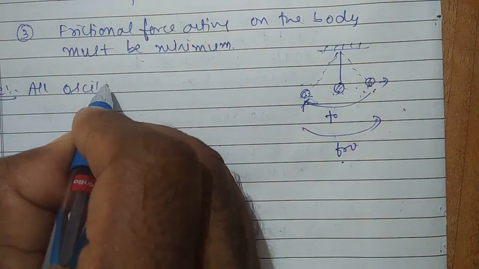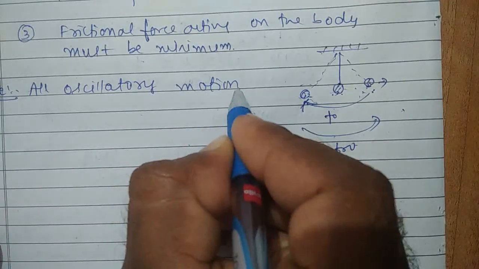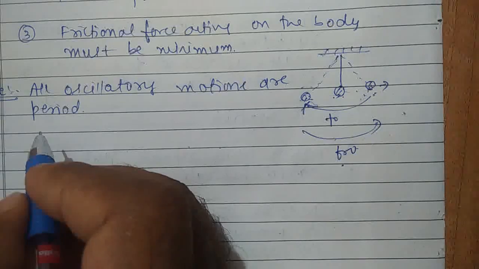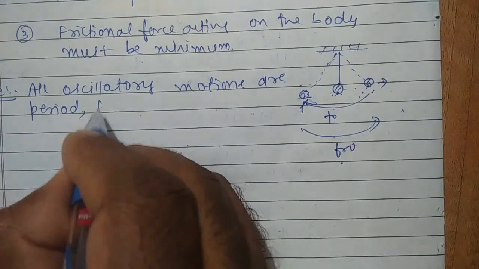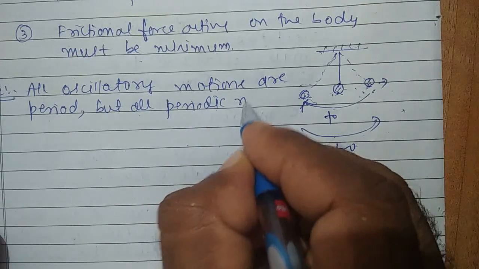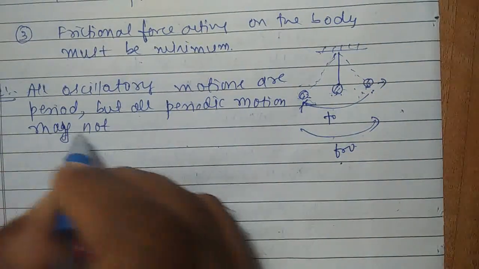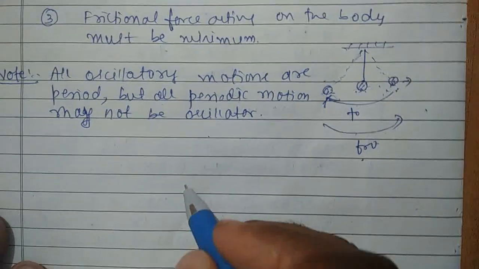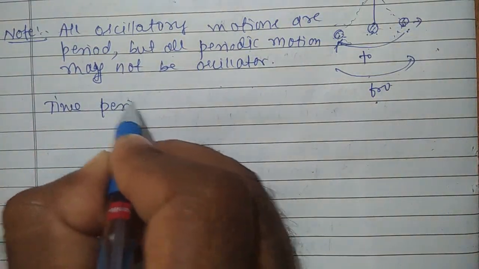All oscillatory motions are periodic. So for all the oscillations you measure, there is a certain time period for one oscillation. All oscillatory motions are periodic, but all periodic motions may not be oscillatory. Clear?